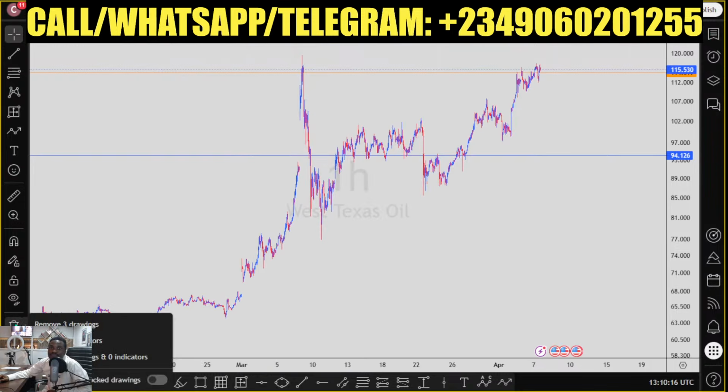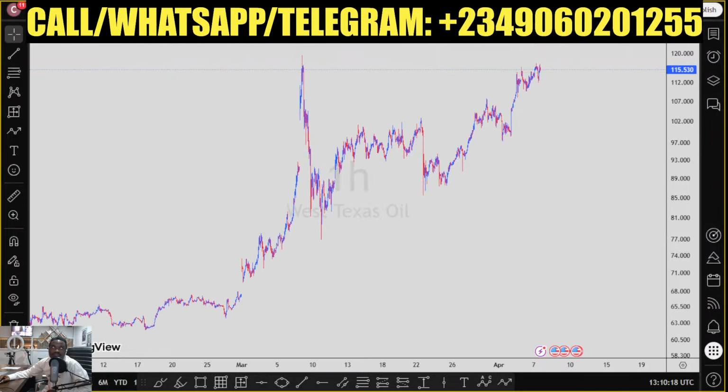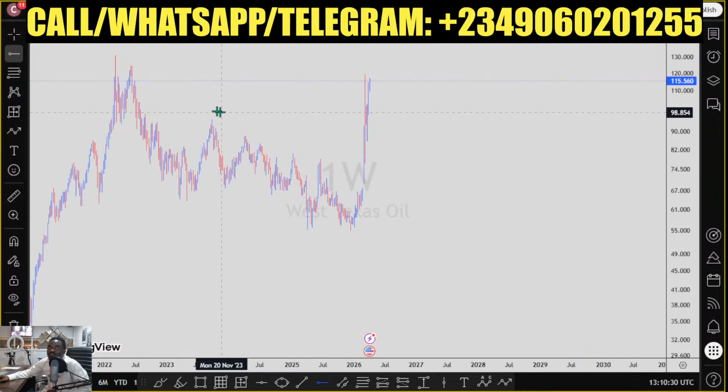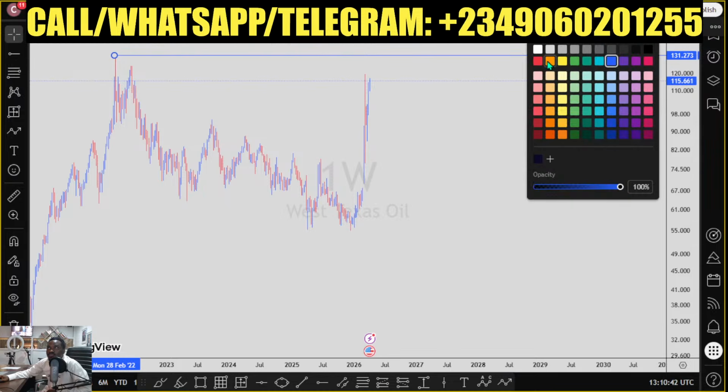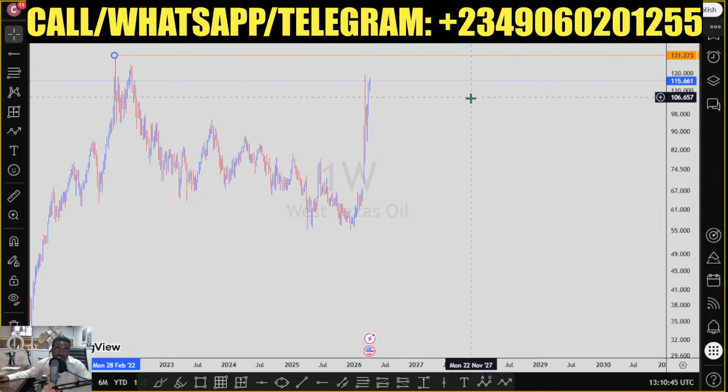We wipe everything out. Now the first thing we have to do is to mark key levels. This is the peak, $131.27 per barrel. We marked out that peak.